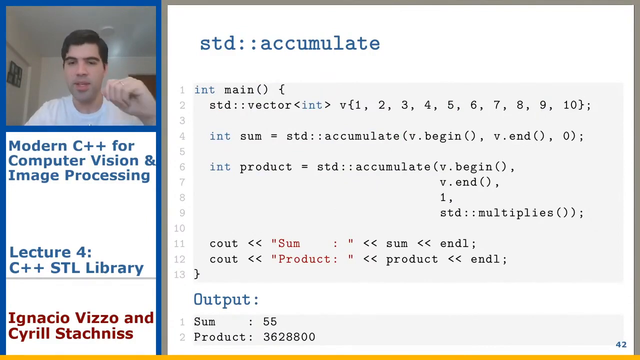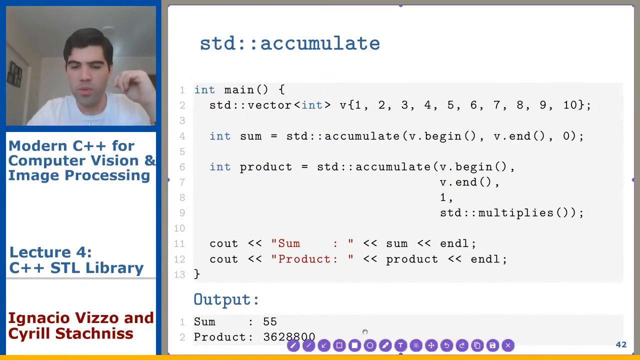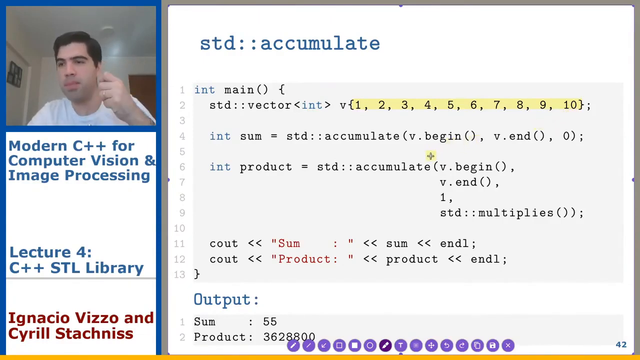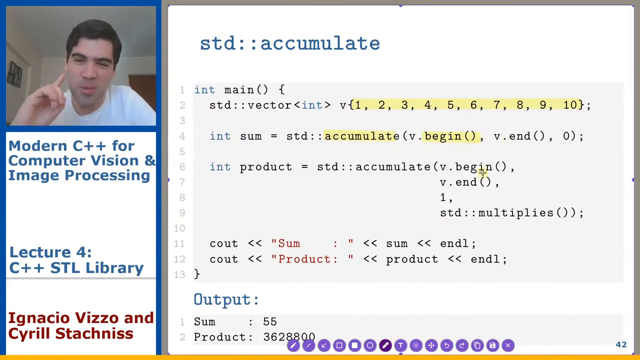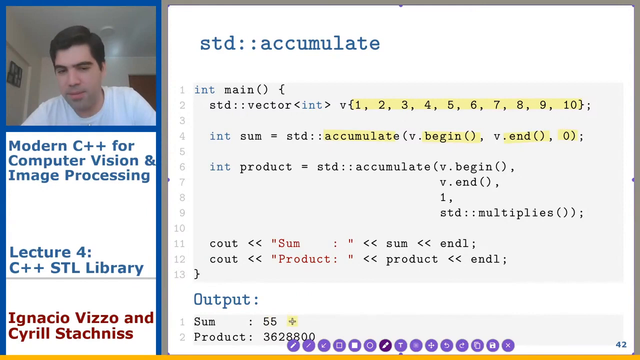Accumulate. Again, let's pretend that we want to sum all of these elements. How would you do it? How would I do it? I would write a for loop over all elements in the vector, then sum plus equals blah, blah, blah. Just use accumulate. Just give the beginning of the container. I'm tired of saying this, but I will keep doing it. The end of the container, and then this is basically the offset. If you sum 1 plus 2 plus and so on, you will get 55.